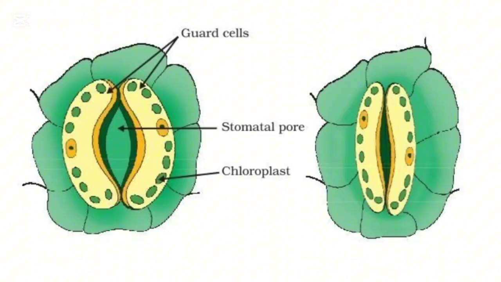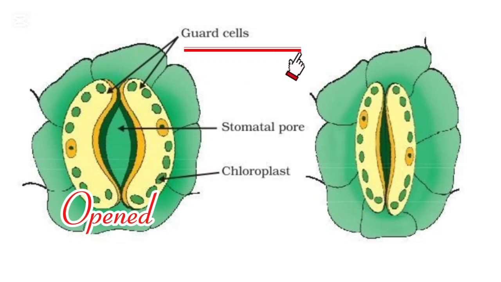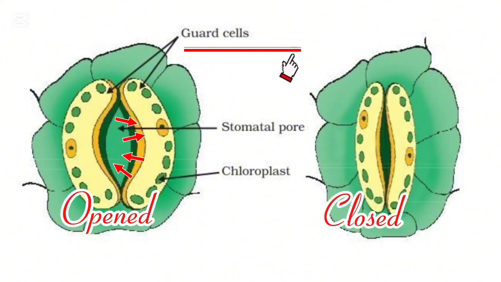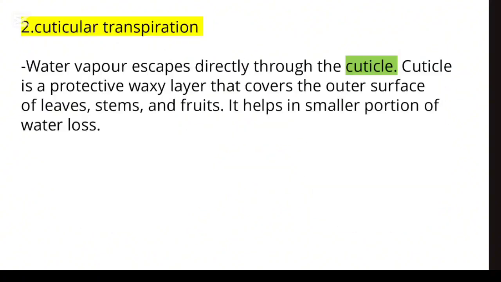Now this is the structure of stomata. The stomata are found on the surface of leaves and also other green parts of the plant. These guard cells help in the opening and closing of the stomata. The main function of stomata is gas exchange, the exchange of oxygen and carbon dioxide.